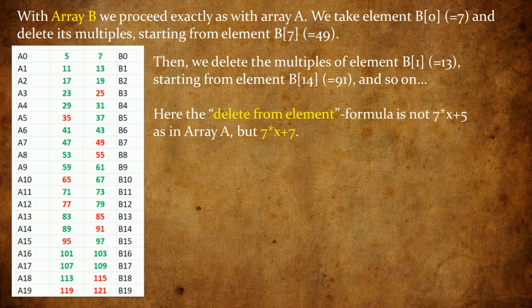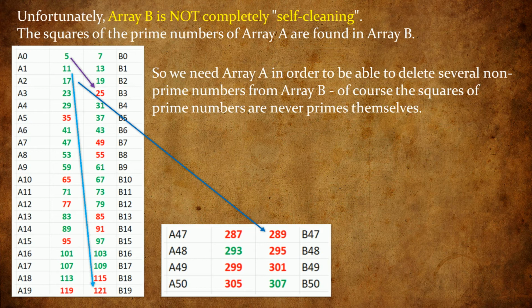But here the delete-from element formula is not 7x plus 5 as in array A. Here in array B it is 7x plus 7. Unfortunately, as mentioned, array B is not completely self-cleaning. The squares of the prime numbers of array A are found only in array B. So we need array A in order to be able to delete several non-prime numbers from array B.